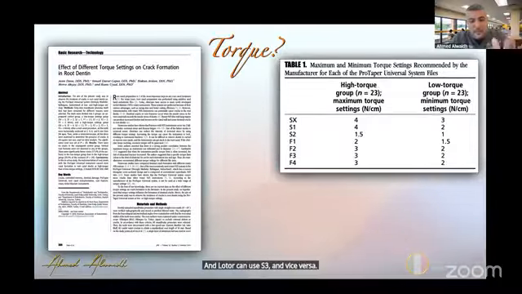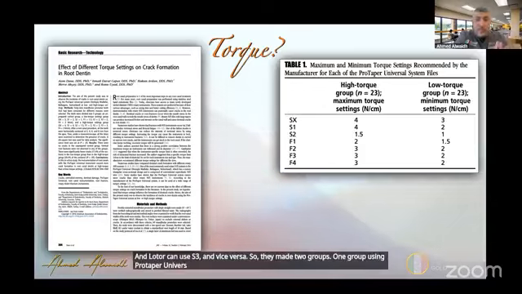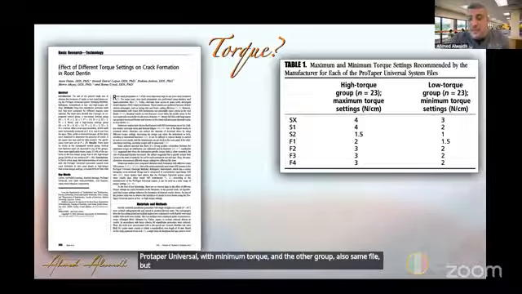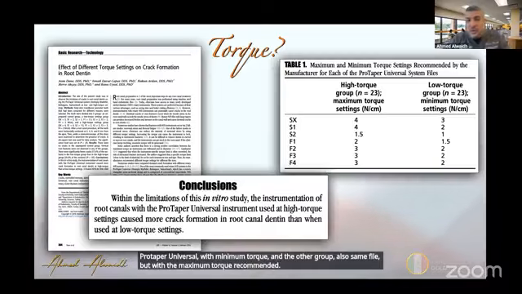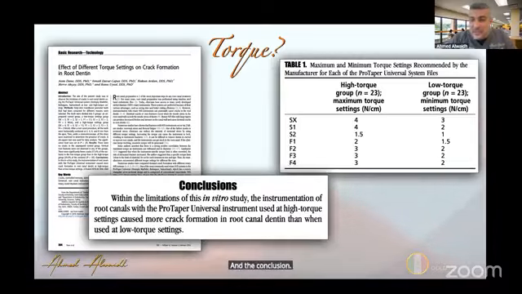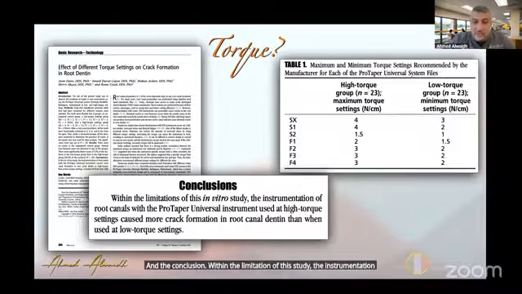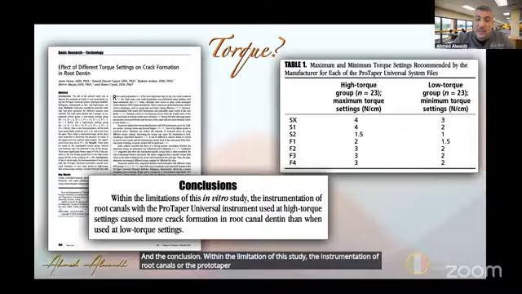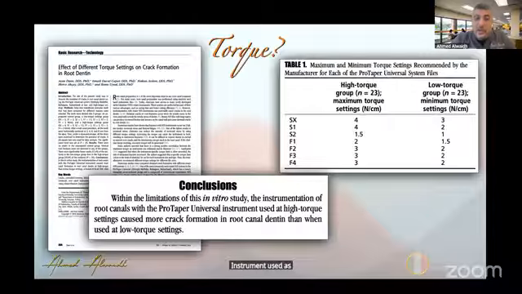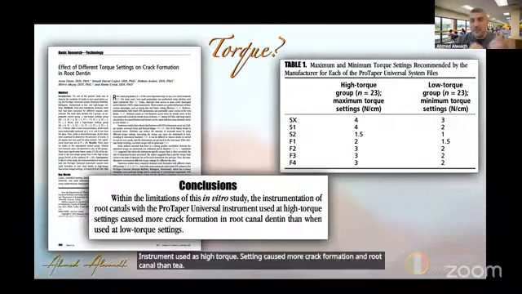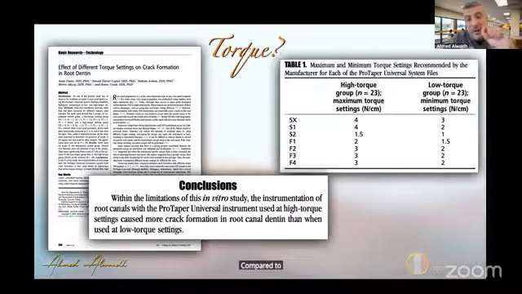So they made two groups: one group using ProTaper Universal with minimum torque, and the other group using the same file but with the maximum torque recommended. And the conclusion, within the limitation of the study, was that instrumentation of root canals with the ProTaper Universal instrument used at high torque setting caused more crack formation in root canal dentine compared to low. So whenever there is high torque, we have crack generation, regardless of the motion of the file.